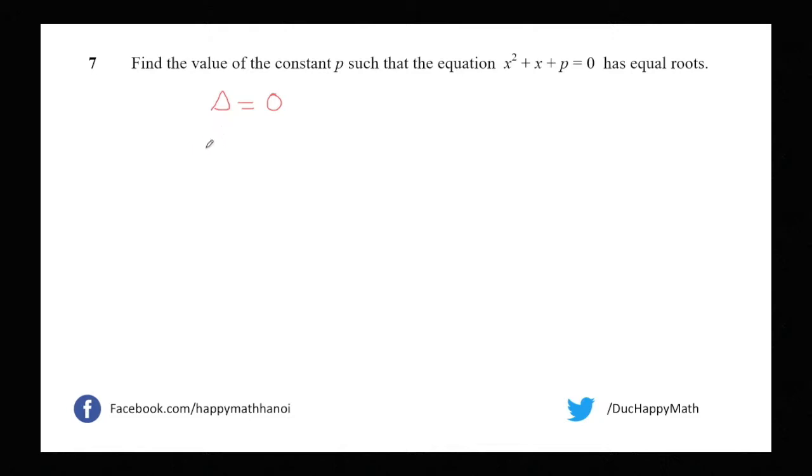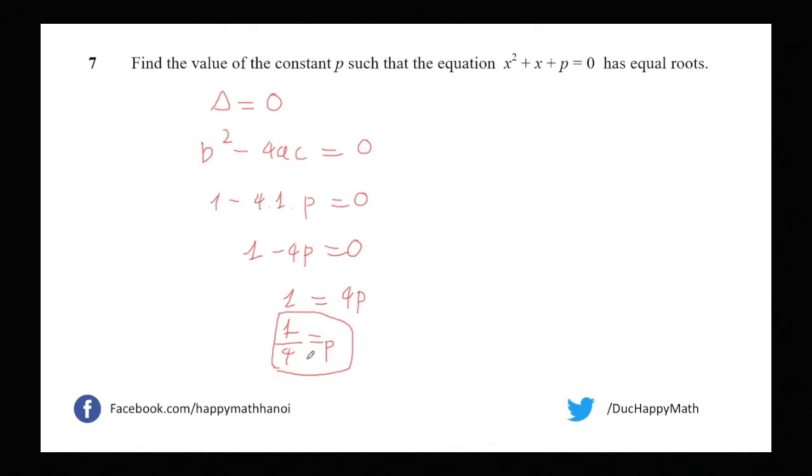So we get b squared minus 4ac equal to 0, and 1 minus 4p equal to 0. So 4p equal to 1, and p equal to 1 over 4. Okay.